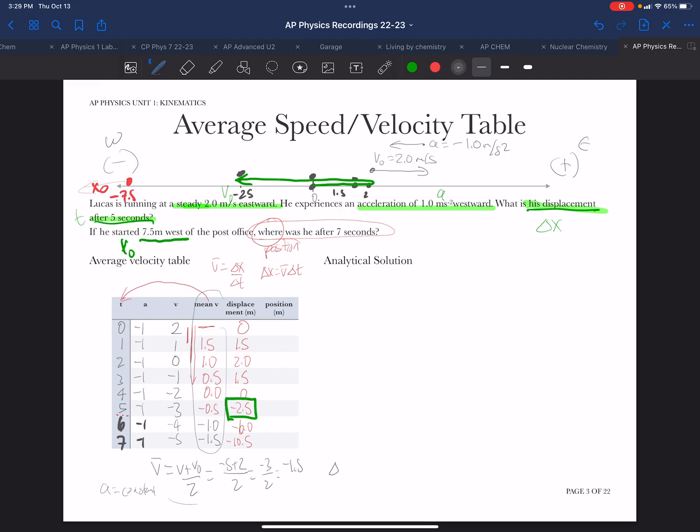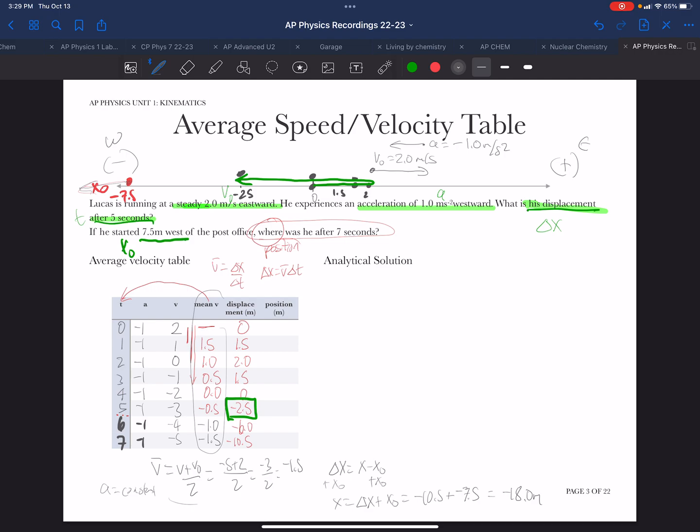Now, if we're to use our formula, delta x equals x minus x0, then x is equal to delta x plus x0. And delta x is minus 10.5, and the initial position was minus 7.5. So we have a position of minus 18.0 meters. And that makes sense because he's displaced to the left minus 10.5.